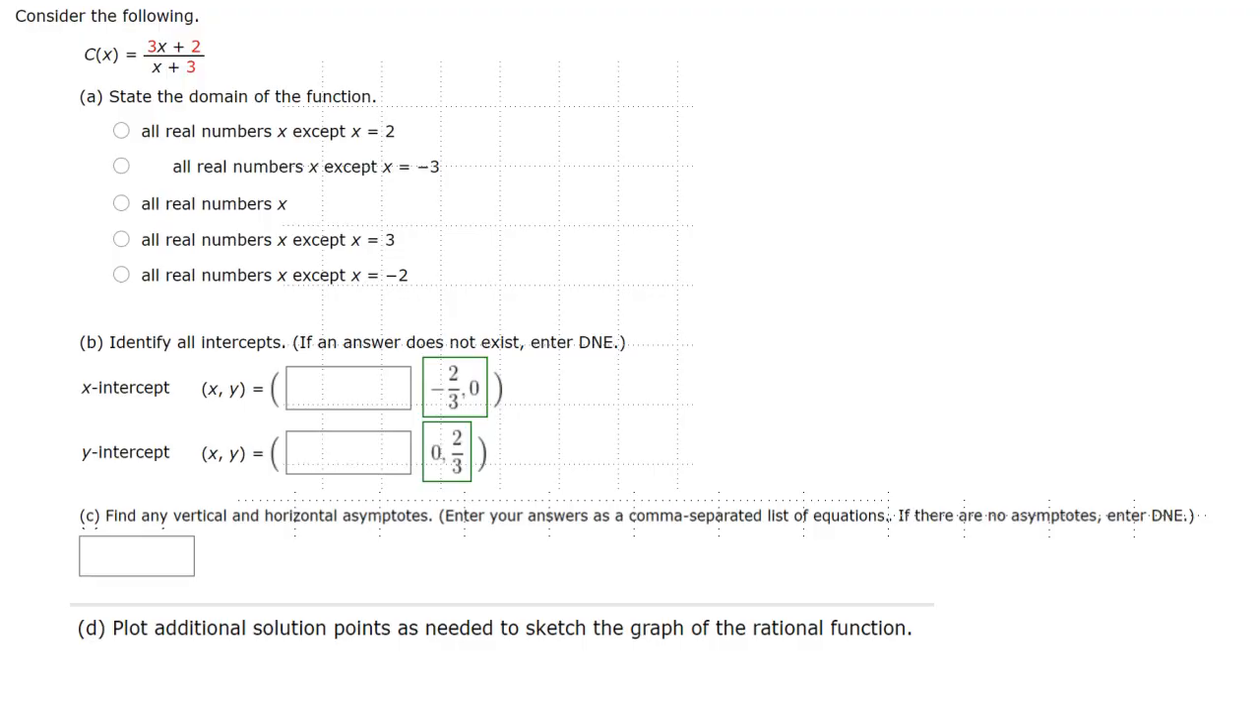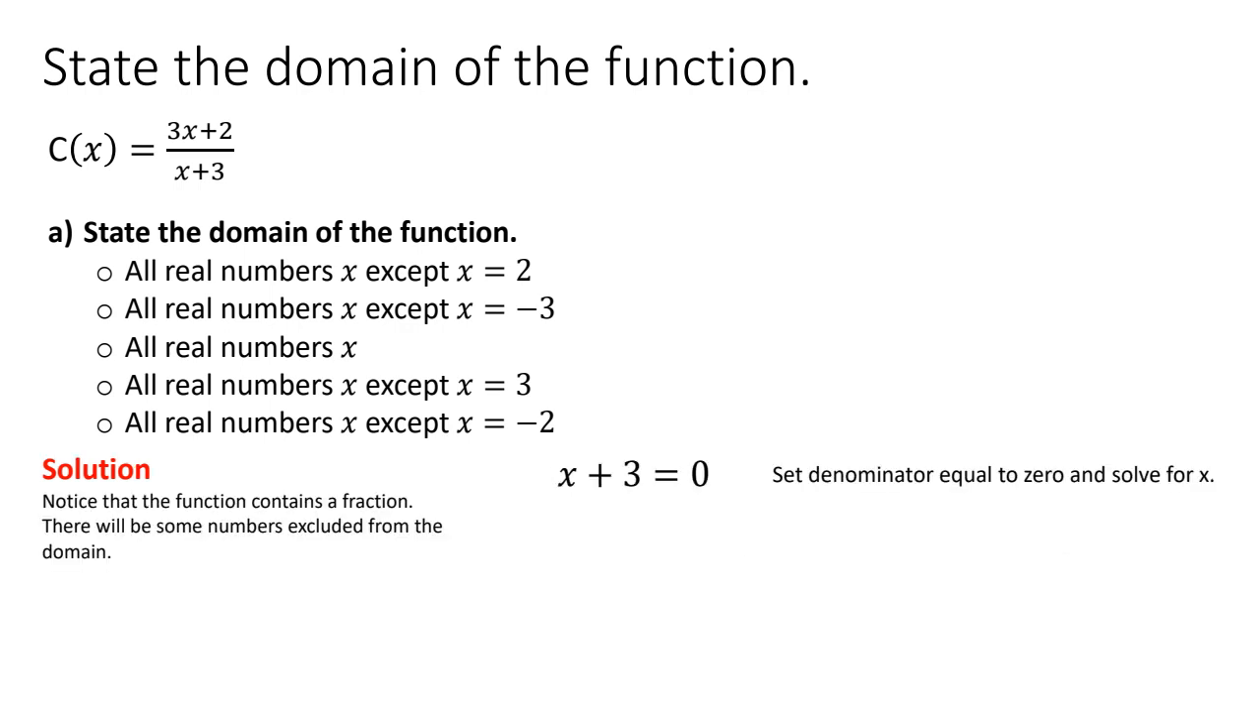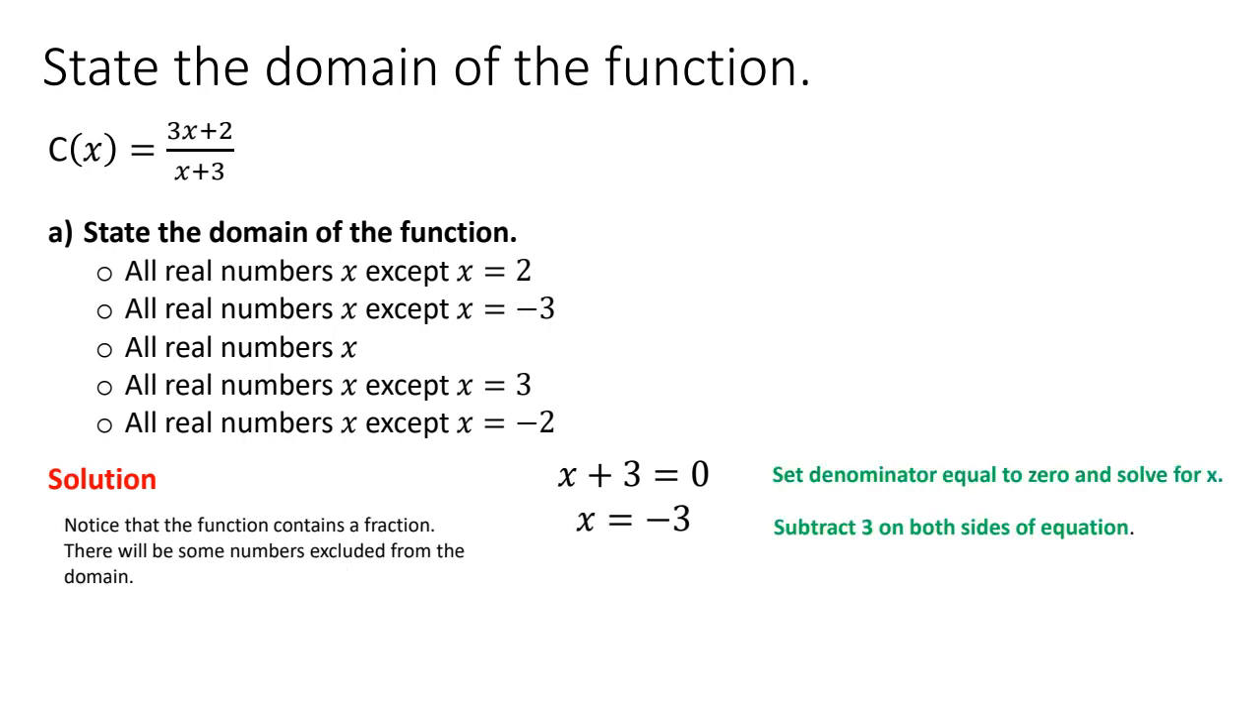It's just a little bit more complicated. We have a rational expression where our numerator is 3x plus 2 and our denominator is x plus 3. So let's first state the domain of the function. To find out what the domain is, we need to set the denominator equal to 0, and when we do this, we see that x plus 3 is equal to 0. So we have the same situation as before.